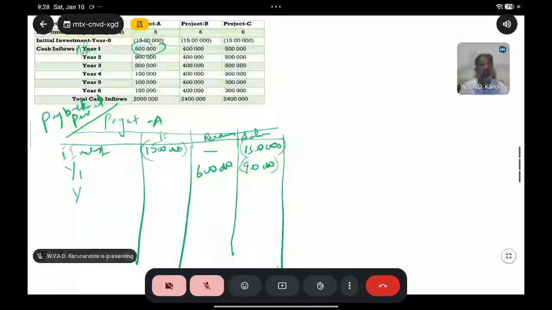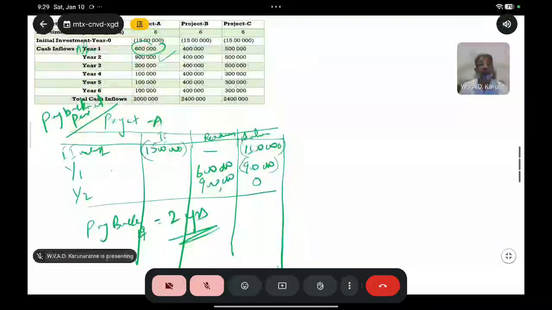Year 2, we can recover again 900,000. Then the balance is 0. Therefore, what is the payback period? The payback period of project A is 2 years. Within 2 years, we can recover our initial investment. That is the payback period.